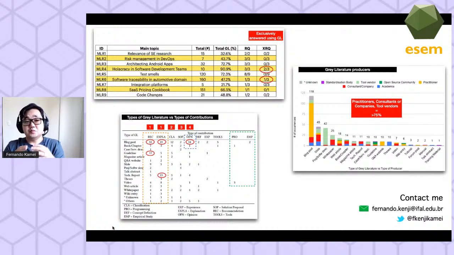So in our research, we showed that some research questions were exclusively answered using gray literature sources. Gray literature was most related to providing contributions such as recommendations and explanations, and practitioners, consultants, and tool vendors were the most common gray literature producers identified. So that's it.